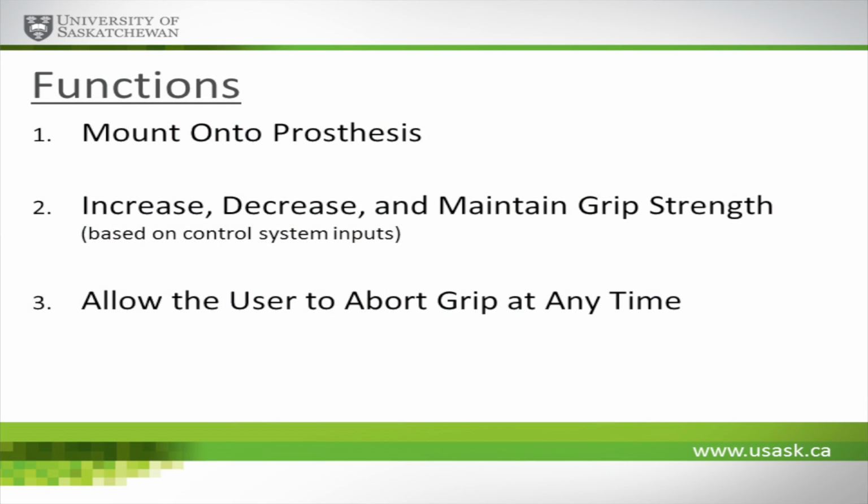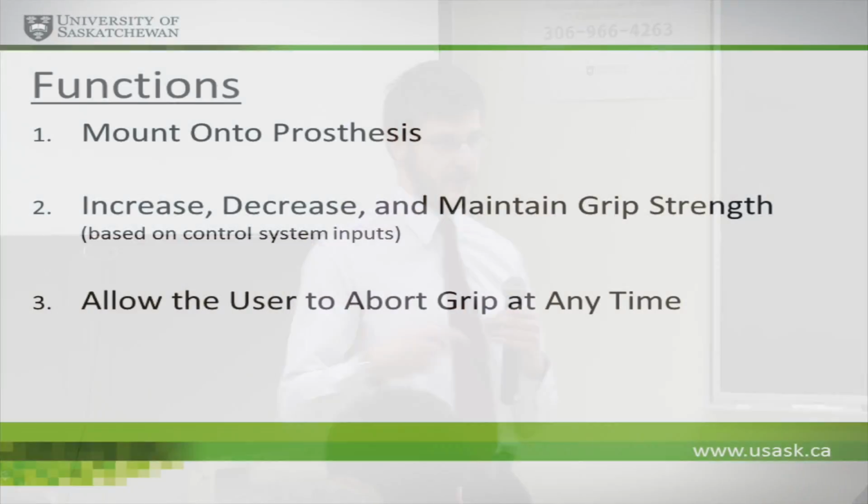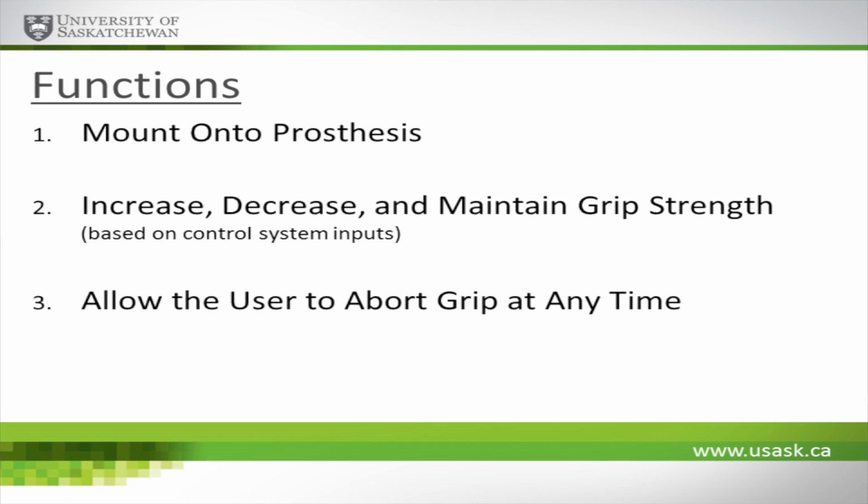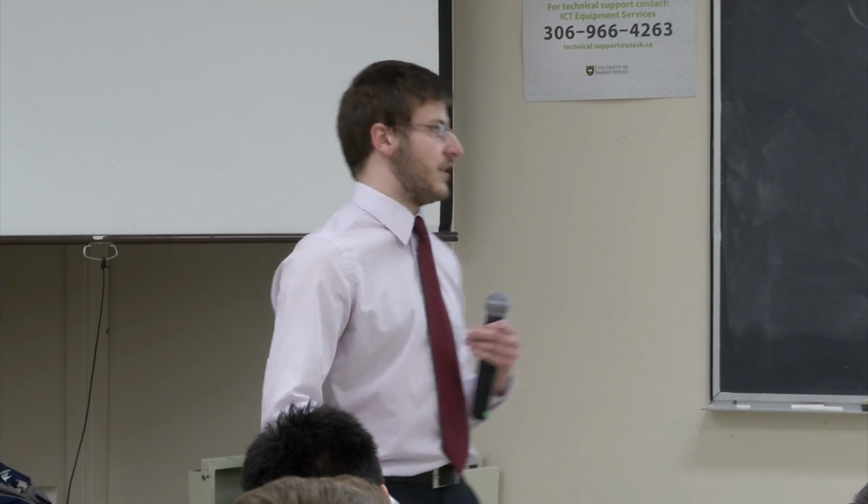All the functions that I have to do. So first of all, I have to mount onto the existing prosthetic. Whatever I come up with, it has to attach somehow. It has to interface with the prosthetic somehow. In general terms, I have to increase, decrease, or maintain some amount of grip strength at the end of the hook in order to hold an object properly, not break the object, not allow the object to slip. And then finally, I have to have some means to allow the user to cancel the grip at any time, just in case my system screws up or they decide they don't want to hold that object anymore. Basically, there has to be an abort button or something of the like.